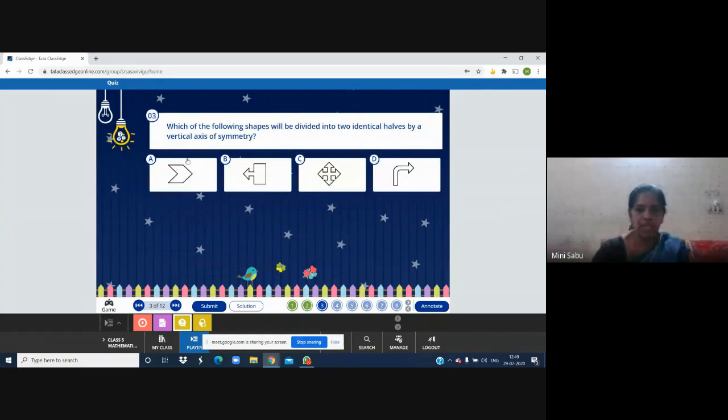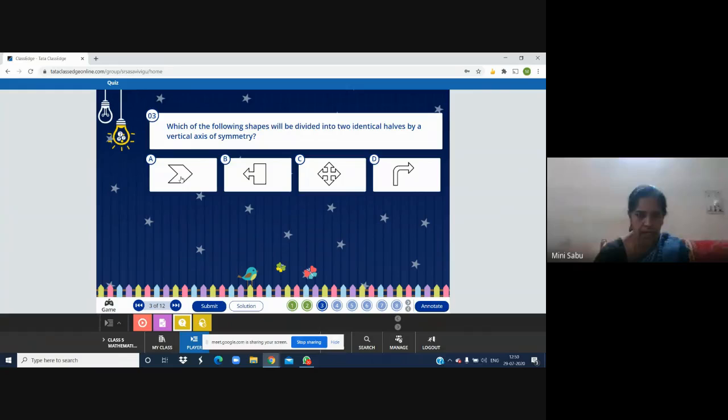And the third question is, which of the following shapes will be divided into two identical halves, meaning two equal halves, by a vertical axis of symmetry? Vertical means a top to bottom line. This type of line is called horizontal. Okay, vertical means top to bottom. For a vertical line of symmetry, you have to find out.